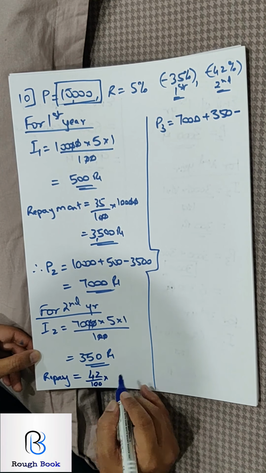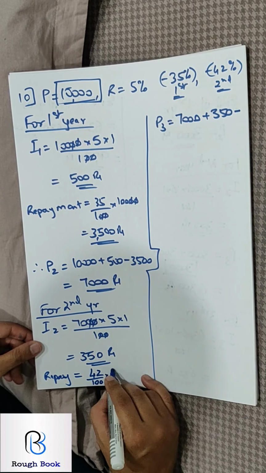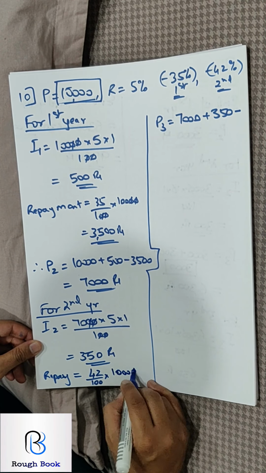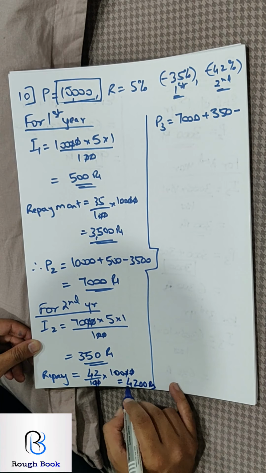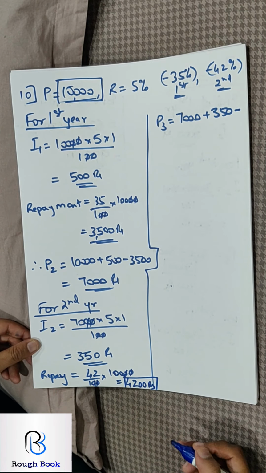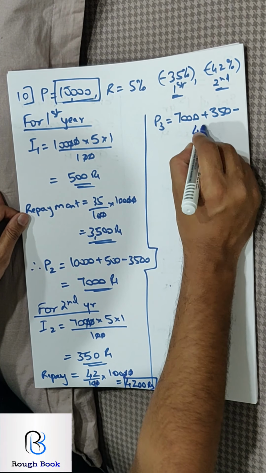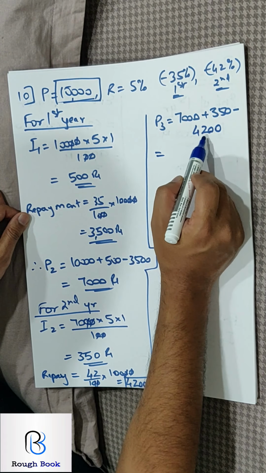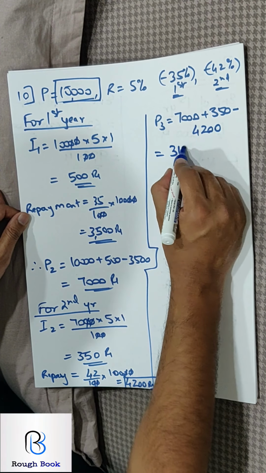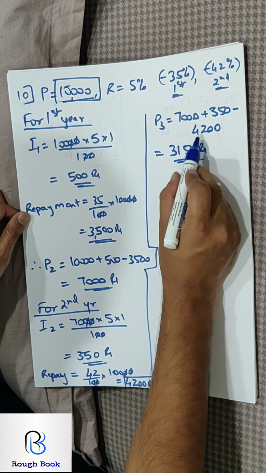42%. Let's read it again. 42% of the sum borrowed. So the sum borrowed was 10,000. So 42% of that should be 4,200 rupees. So this needs to be subtracted. Pause the video, go ahead now and finish the question. So subtract 4,200. So 7,350 minus 4,200 should give you 3,150. So 4 plus 3 is 7, 350.